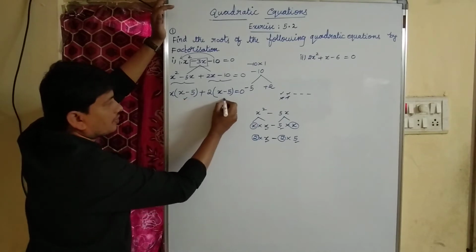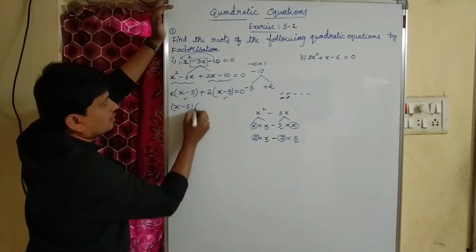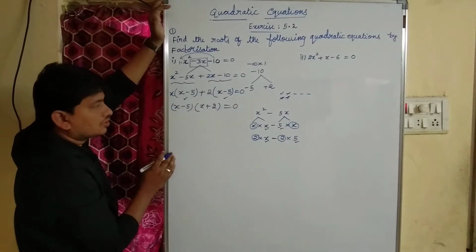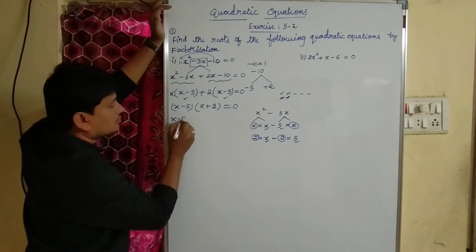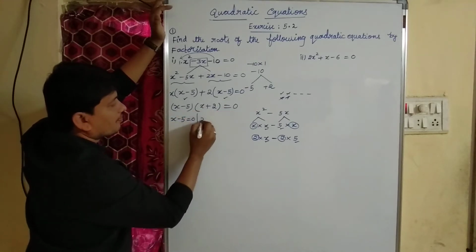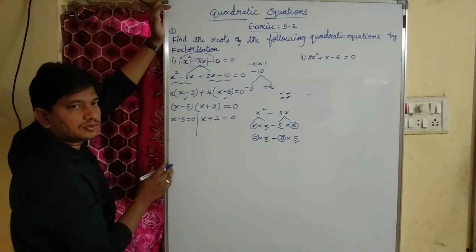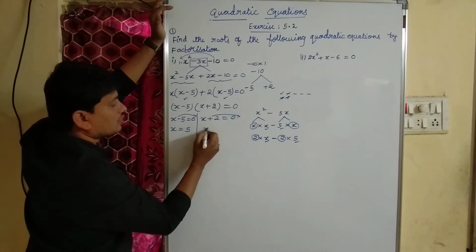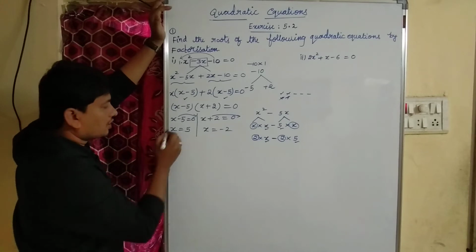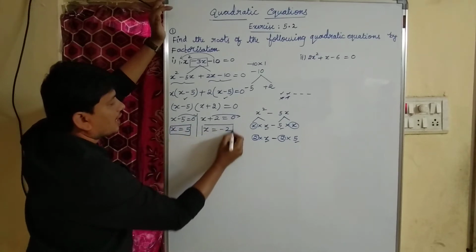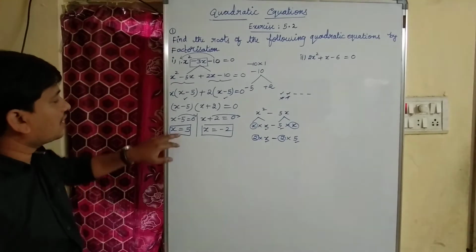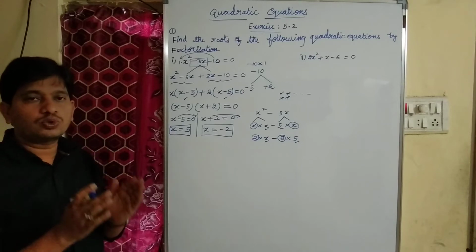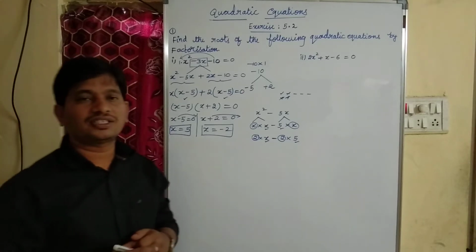Now what is the common term? The common term is x minus 5, and here we have x plus 2 equal to 0. So one is x minus 5 equal to 0. The second one is x plus 2 equal to 0. So minus 5 you transpose, it will become plus 5, plus 2 you transpose, it will become minus 2. So what are the roots of the quadratic equation x square minus 3x minus 10? They are x equal to 5 and x equal to minus 2. Children, did you understand how to find the roots of the quadratic equation by using the factorization method?